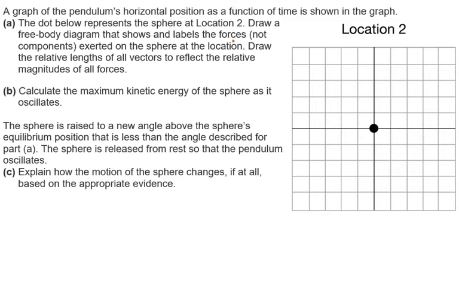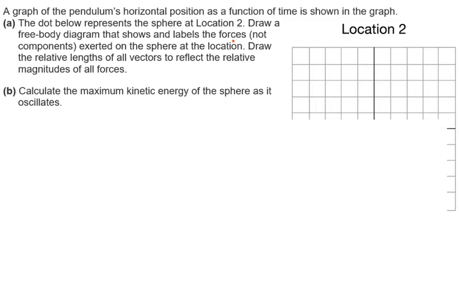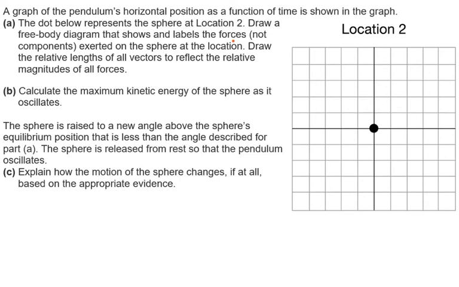So what we have right now is part A. Actually, we need the dot. So here's the dot. And if I need to show the forces here, when they say draw the relative lengths of all vectors to reflect the relative magnitudes of all forces, they mean in equilibrium you should show the tension force this much and mg that much. If you want to show that the system is in equilibrium, you have to make sure that your forces are equal to each other. So that would be part A.